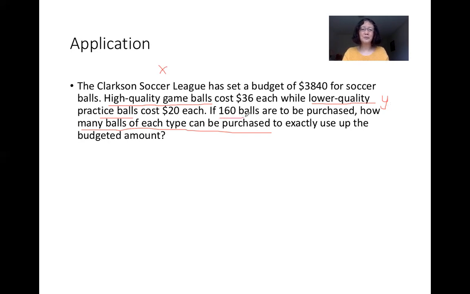So in total, we need 160 balls. So the number of high quality balls plus the number of low quality balls equals 160. Each high quality ball is $36, and we have X, so the total cost for high quality balls is 36X. Each low quality ball costs $20. We have Y, so the total cost for low quality balls is 20Y.